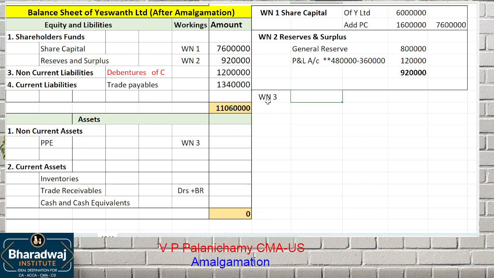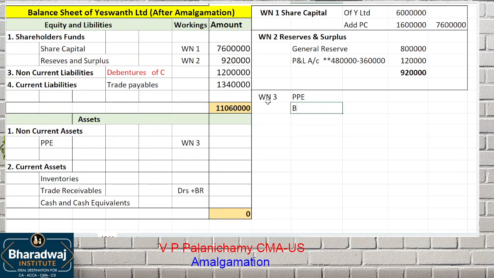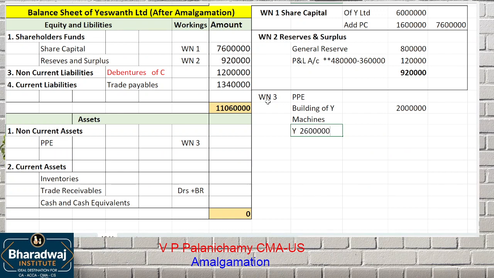Working note 3. Plant property equipment. What are the plant property equipment given? Buildings of Yashwant Limited, how much? 20 lakhs. Machines. Yashwant Limited already how much is given? 26 lakhs. Charanya Limited, look at the journal entry we passed. Second entry we passed. How much? 19,76,000.